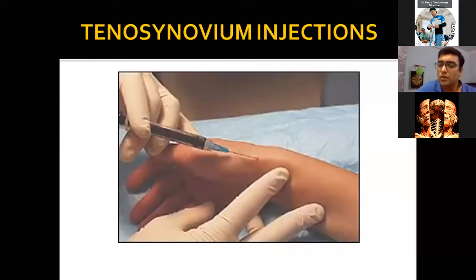Tenosynovium injections are very commonly used for tenosynovitis, be it de Quervain's tenosynovitis or supraspinatus tendinitis, or trigger fingers, tennis elbows. In all these places, we administer steroid injections in the tenosynovium, and it has definitely helped a lot.